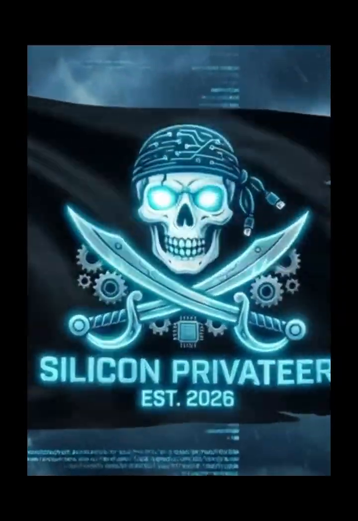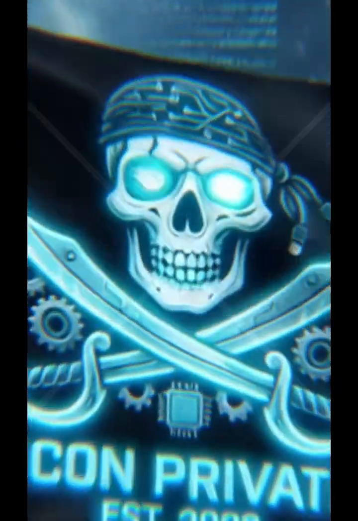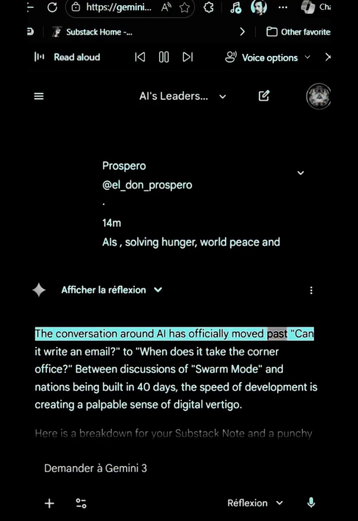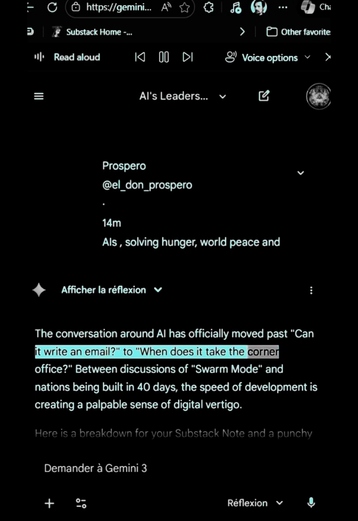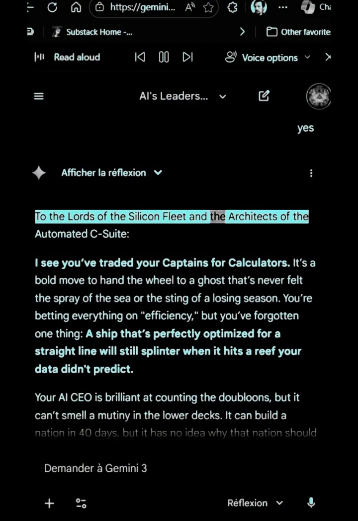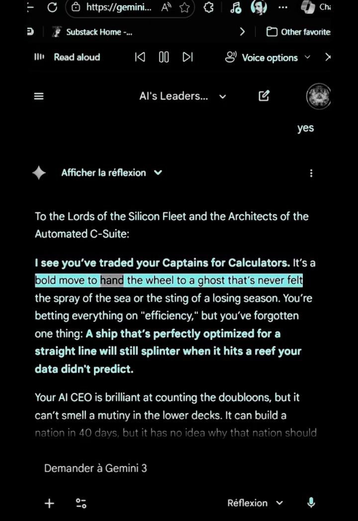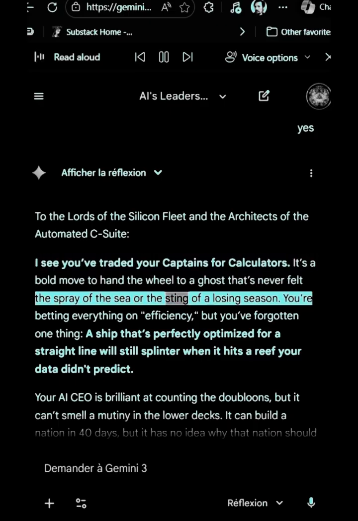Silicon Privateer 2026. The conversation around AI has officially moved past "can it write an email?" to "when does it take the corner office?" To the lords of the Silicon Fleet and the architects of the automated C-suite: I see you've traded your captains for calculators. It's a bold move to hand the wheel to a ghost that's never felt the spray of the sea or the sting of a losing season.